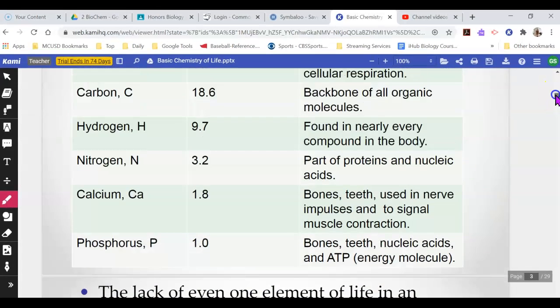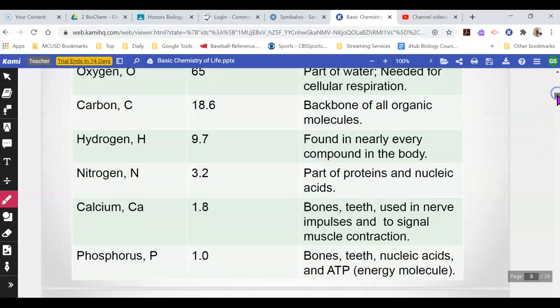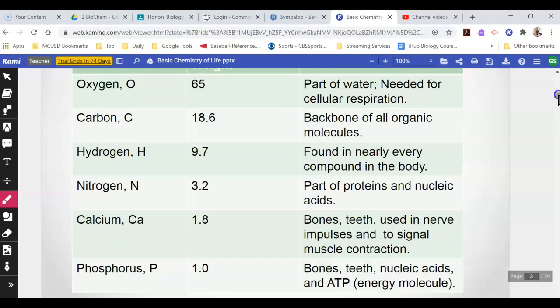So again, you've got carbon, oxygen, hydrogen, nitrogen, calcium, and phosphorus. One that's not here, which fits nicely into a little acronym, is something called CHNOPS, and that would be your carbon, your hydrogen, nitrogen, oxygen, phosphorus. And I know they're listing calcium here, but from what I learned, sulfur is also important. So again, this will help you remember these.